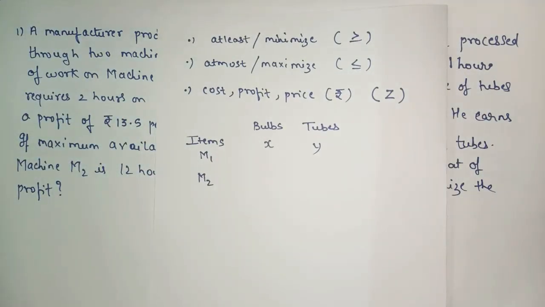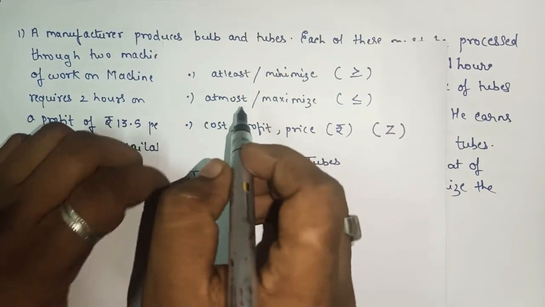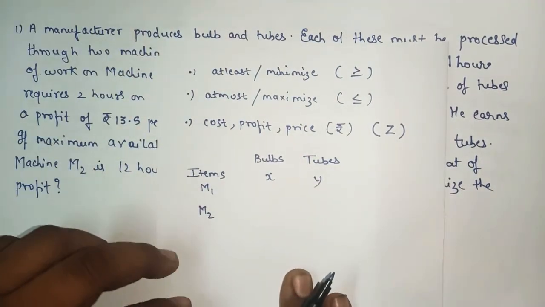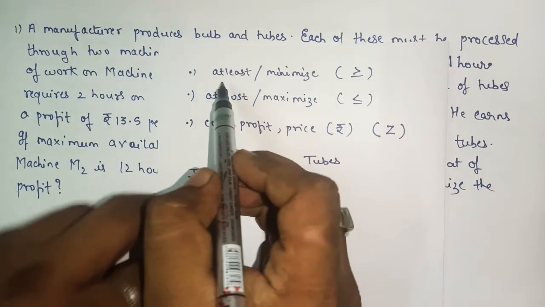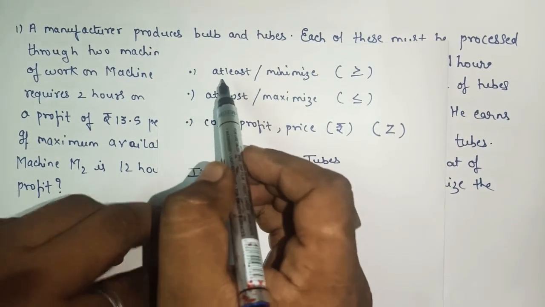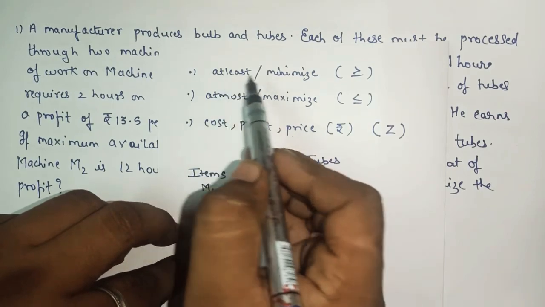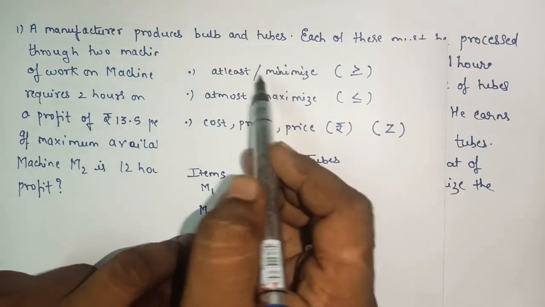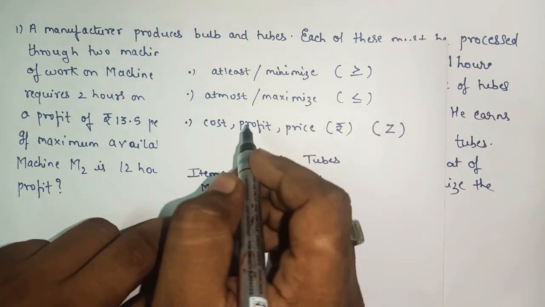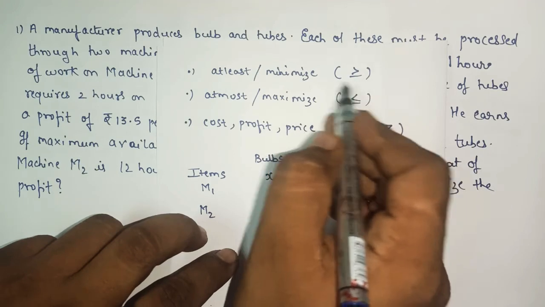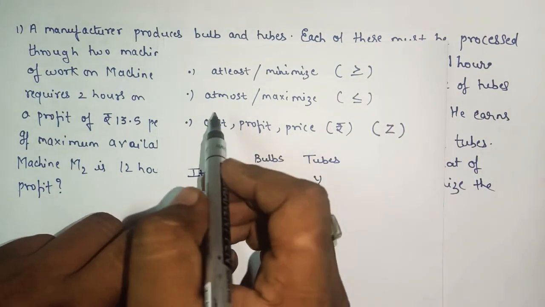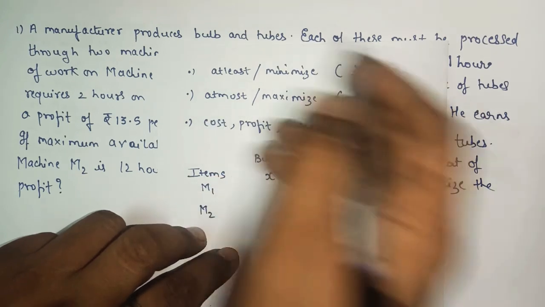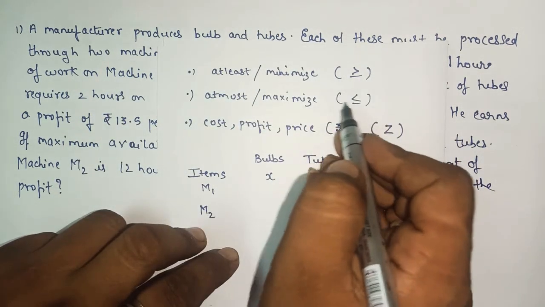Now you must know a few words before dealing with this type of word problem. I hope you all know these two words at least: "at least" and "minimize". Whenever you see "at least" or "minimize" in a word problem, it means greater than or equal to. Whenever you come across "at most" or "maximize" in the statement of the sum, it means less than or equal to.